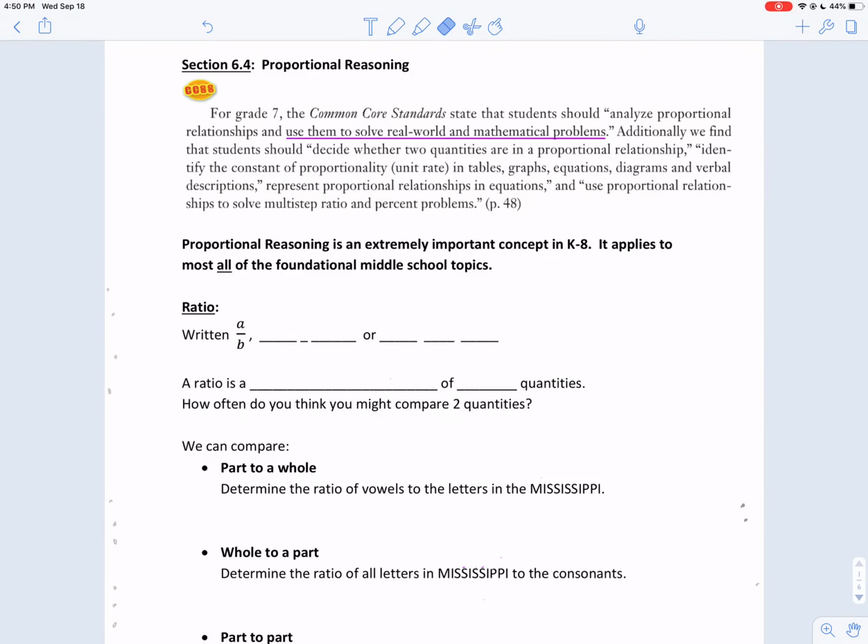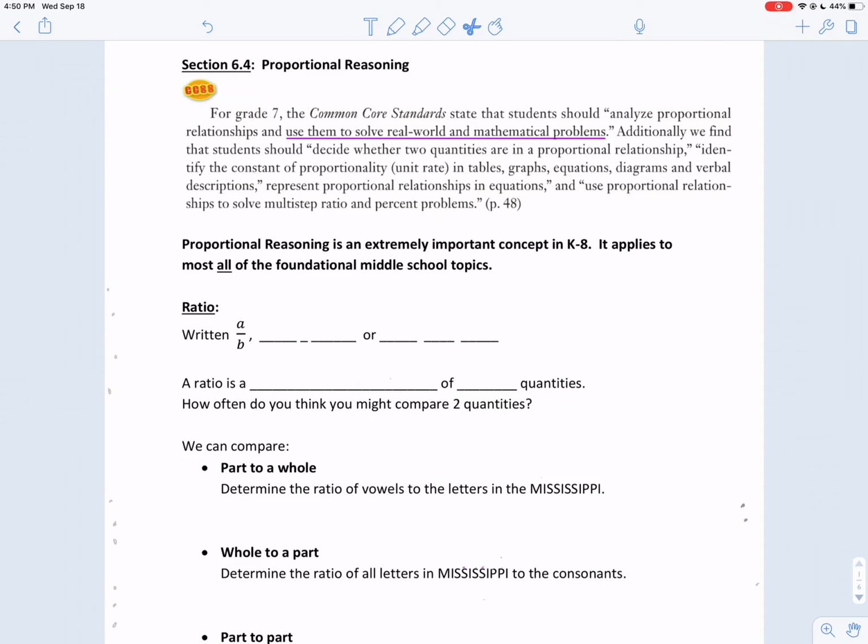In this section, we'll be talking about proportional reasoning. If you notice in grade 7 in the Common Core Standards, you're going to use proportional reasoning to solve real-world problems. Proportional reasoning is a very important concept in K-8 because it provides a lot of foundational ideas for middle school topics. But before we can talk about proportions, we have to talk about a ratio.